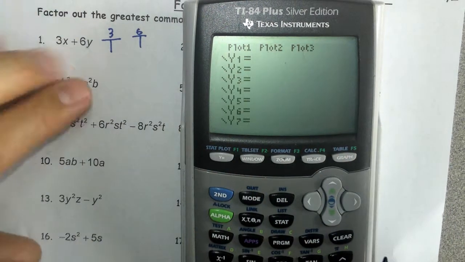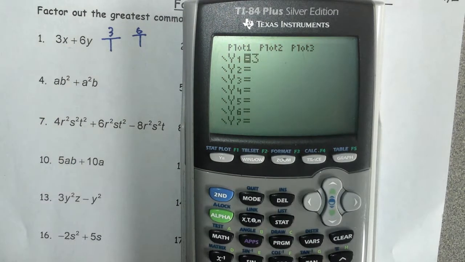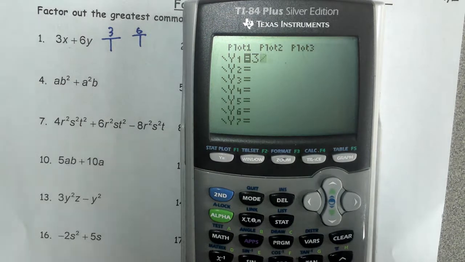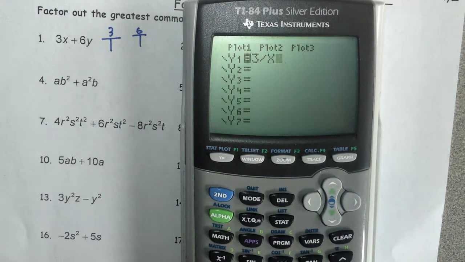In your y equals, you're going to take the number that you want to find the factors for. You can type it in the calculator, and then you're going to divide that number by x. So the first one we're going to do is 3, and we're going to divide 3 by x.